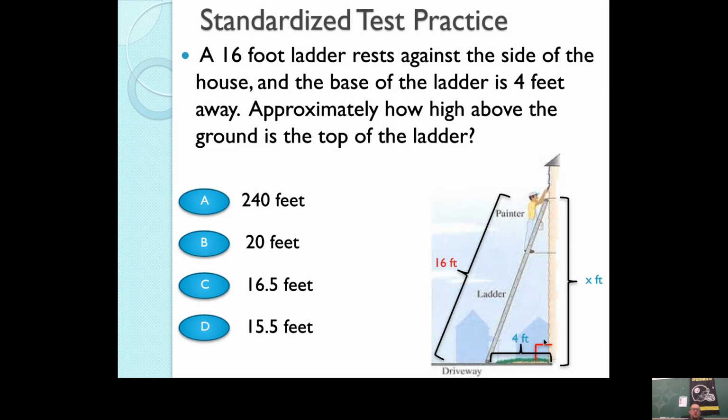Well, if you go back to what you know about right triangles, the longest side of a right triangle is the hypotenuse, and that's this 16. So these other two sides must be shorter than 16. The 4 definitely is. Now this side that's the x, that's got to be less than 16 feet also.